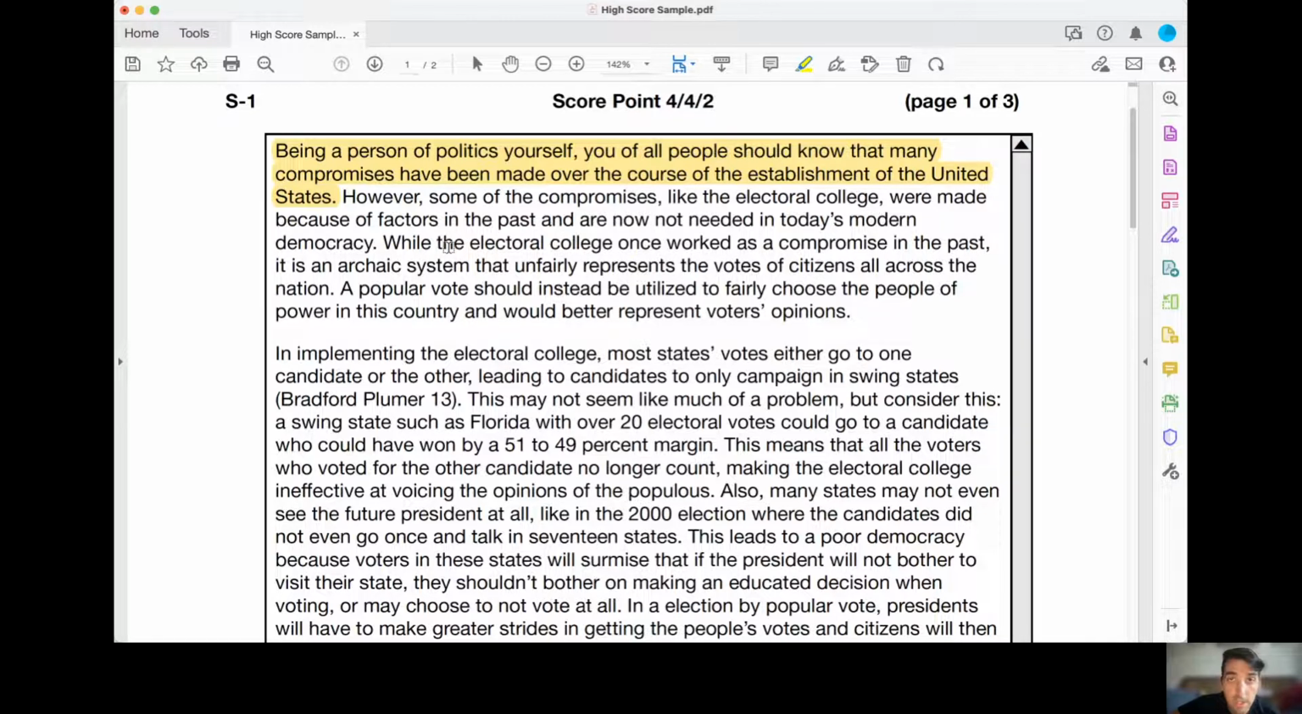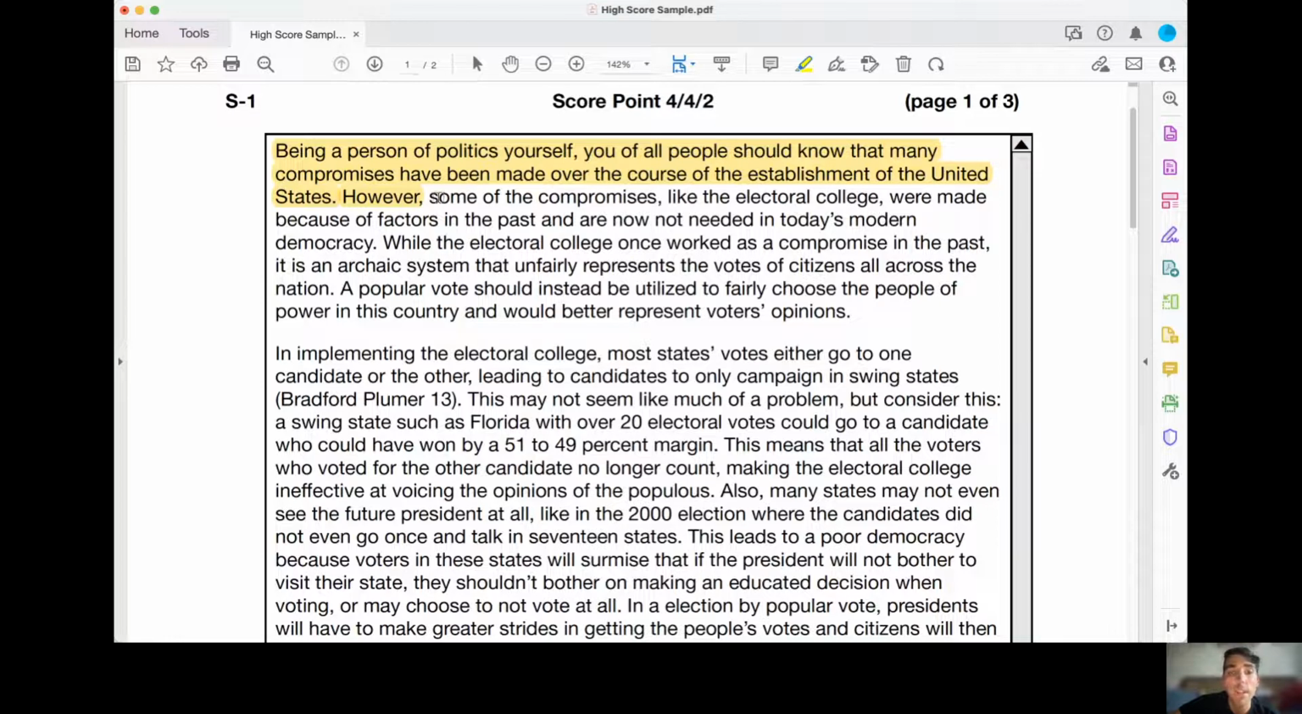A couple things to notice. It's not a question. It's not a fourth grade zip zap zoom type of hook. It is a hook that ropes the reader into the content of the essay and starts the ball rolling. We continue on. However, notice that transition word that they use there. So they move them from the key idea into what their overall claim is going to be. So, however, some of your compromises, like the Electoral College, were made because of factors in the past that are now not needed in today's modern democracy.